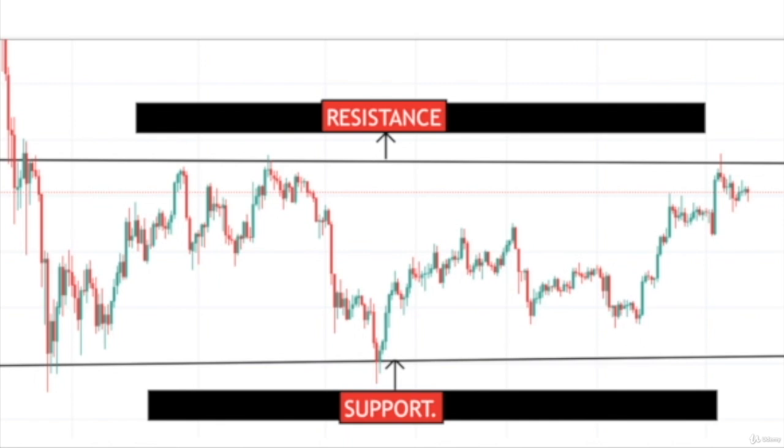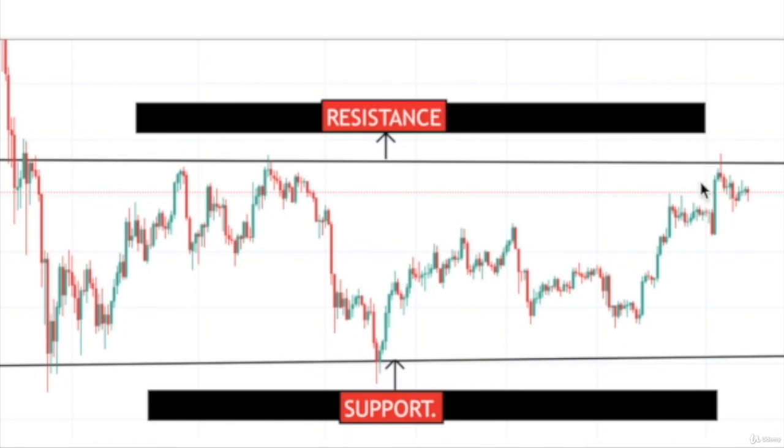Remember, the most important part of this is that when the resistance is broken, it turns into support. And when the support is broken, it turns into resistance. For example, if this is the resistance, it got multiple taps over here. In case the price breaks this zone, and the candle closes above this zone, now this resistance won't be resistance. This will be now support.